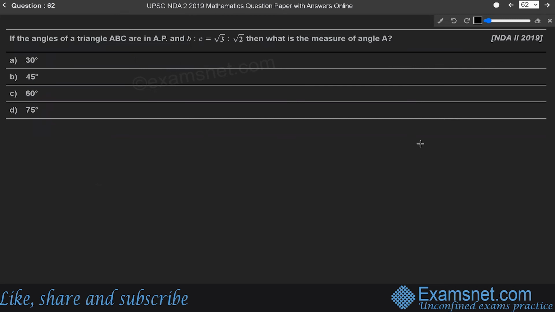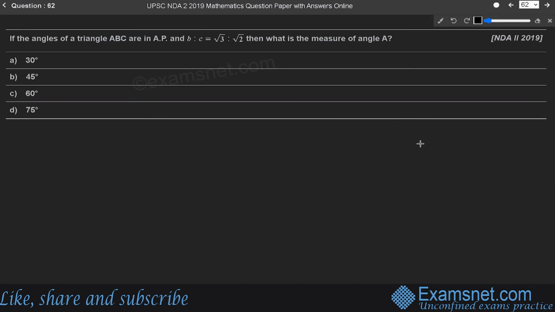Moving on to the next question. If the angles of a triangle ABC are in AP and B is to C is equal to root 3 is to root 2, then what is the measure of A? This is a very important question. This kind of question always comes in the exam.